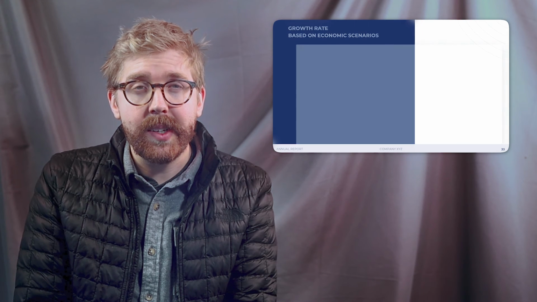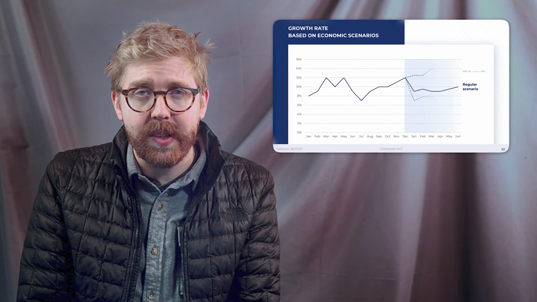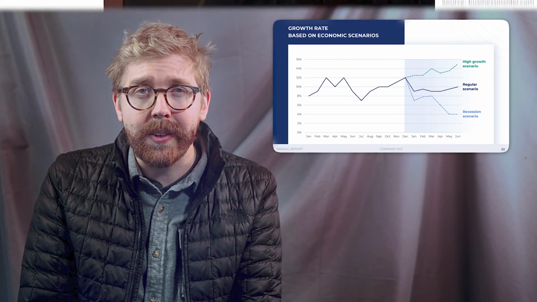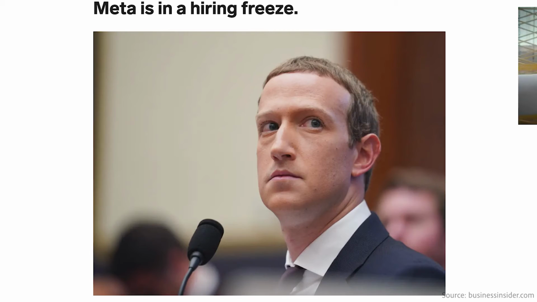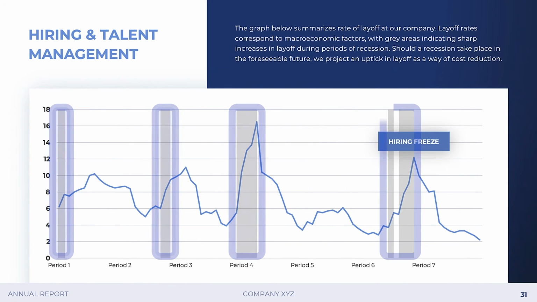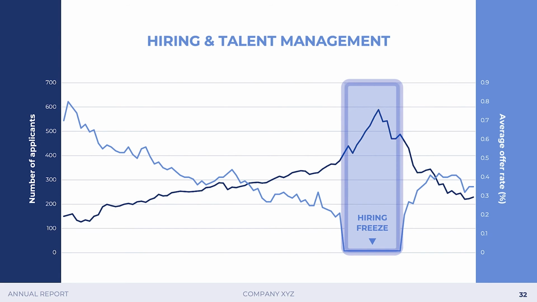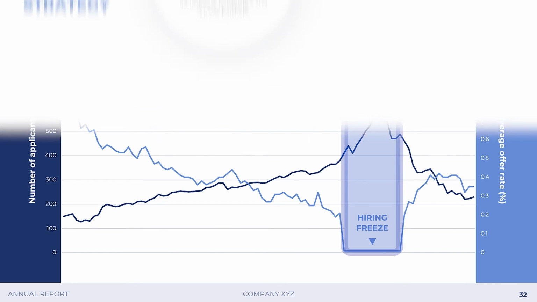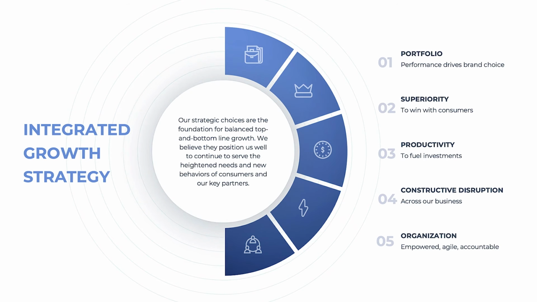During downturns, investors like to see that major companies are willing to tighten their belts in their annual reports. That's why all the biggest companies, including Netflix, Amazon, Google, and Meta, are expected to go through multiple rounds of layoffs over the next year. On this slide, the gray area indicates periods of recession, where a much higher layoff rate is shown. Here, the gray areas indicate hiring freezes or lower rates of hiring during the recession phase. To show an integrated growth strategy for if and when a recession hits, use this slide to prove your willingness to pivot.